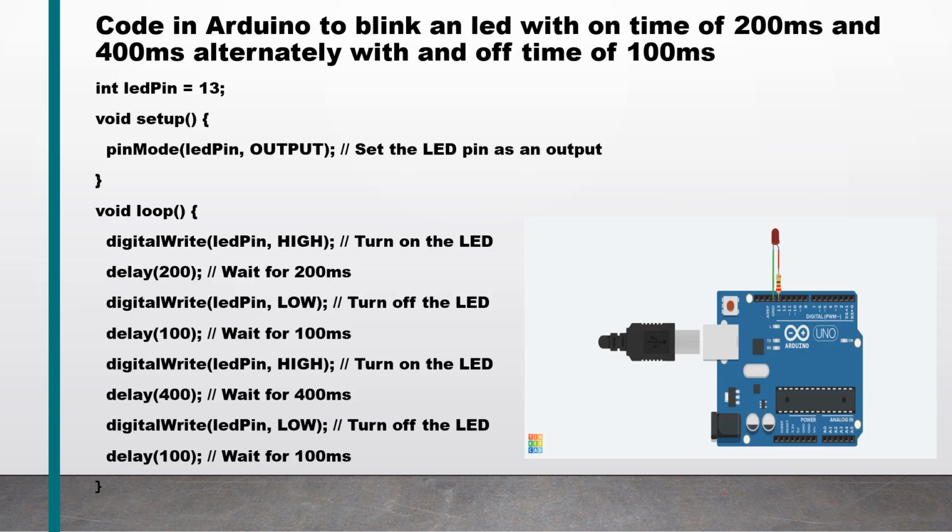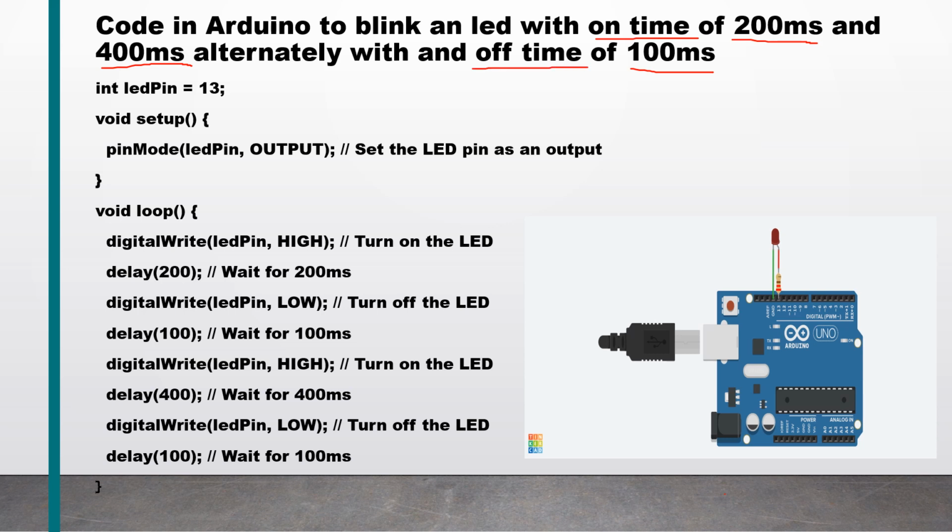Code in Arduino to blink an LED with on times of 200 milliseconds and 400 milliseconds, alternately, with an off time of 100 milliseconds. Here, the on time is given as 200 milliseconds and 400 milliseconds, and the off time is given as 100 milliseconds.